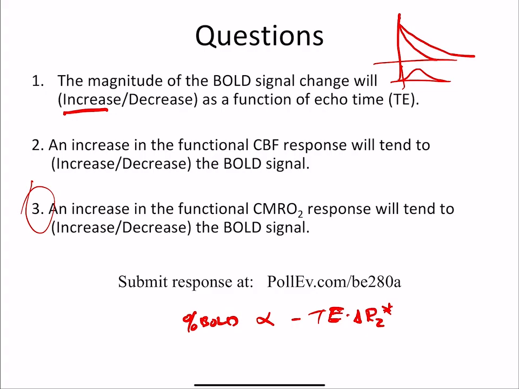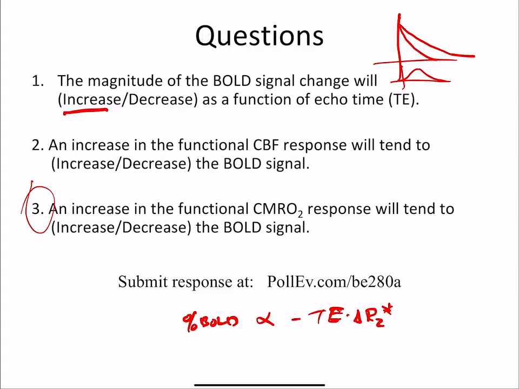If I think about the functional response, if CMRO2 increases but the CBF doesn't really increase, then that's going to make them more matched. So instead of a 2-to-1 ratio, maybe I only have a 1.5-to-1 ratio, in which case there is also going to be less of an increase in the BOLD response, because those two things are more matched. So in either case, I'm going to have less of an increase or less of a decrease in deoxyhemoglobin, whether it's baseline or functional change.